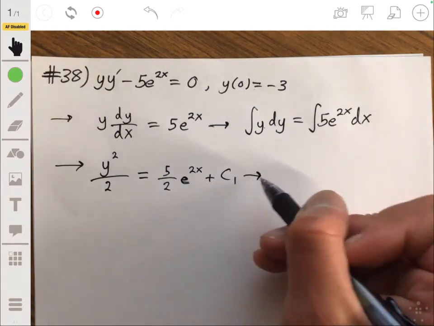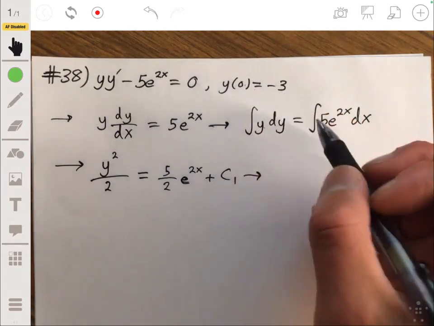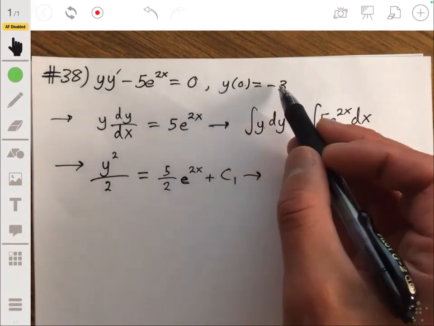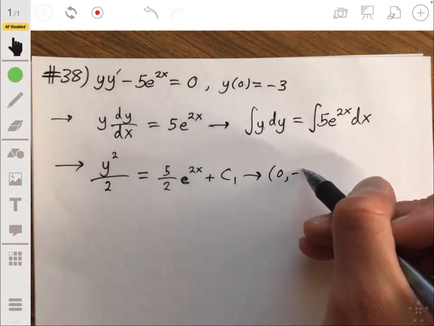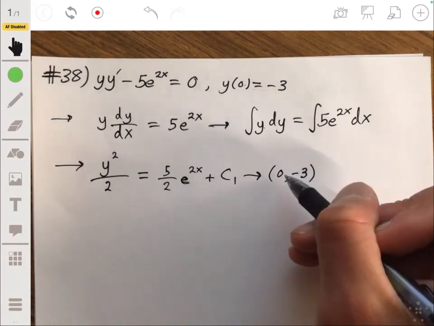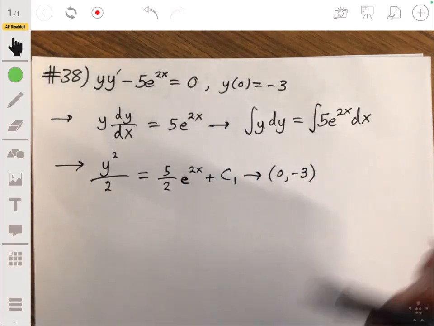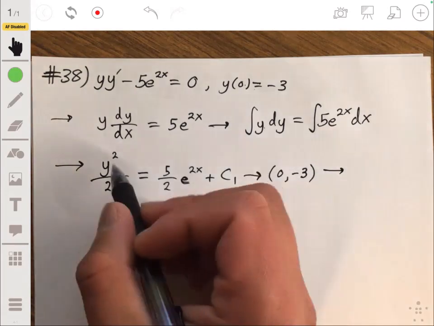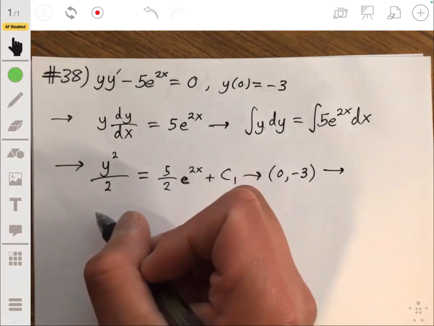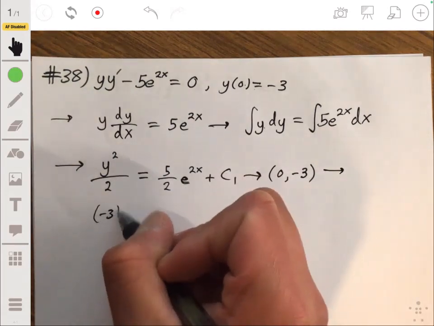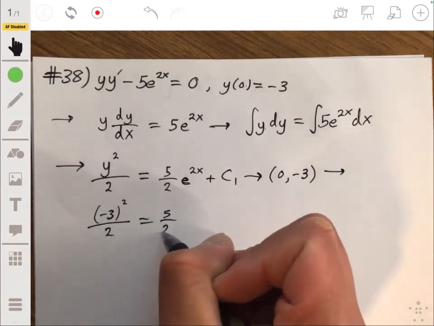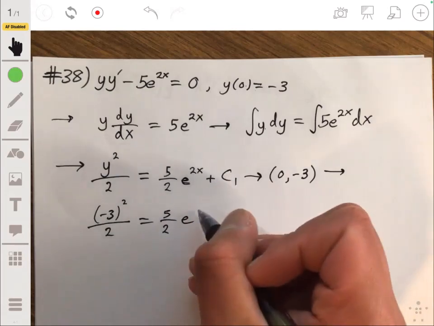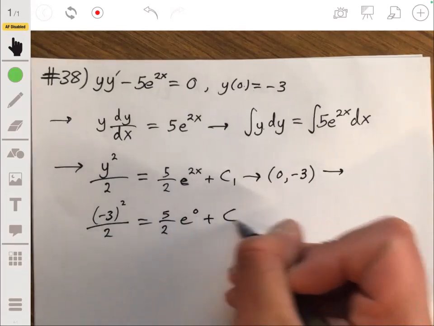Now we'll solve for our constant with our initial condition, y of 0 being equal to negative 3, because this tells us that this equation goes through the point (0, negative 3). So we're going to plug in 0 for x, negative 3 for y. So we'll get negative 3 squared over 2 being equal to 5 halves e to the 2 times 0, or just e to the 0, plus c1.